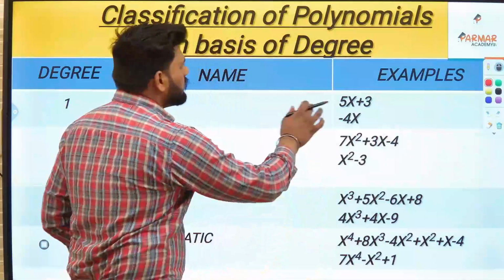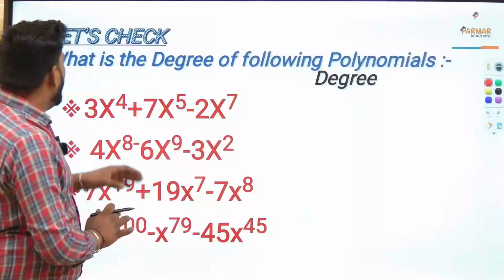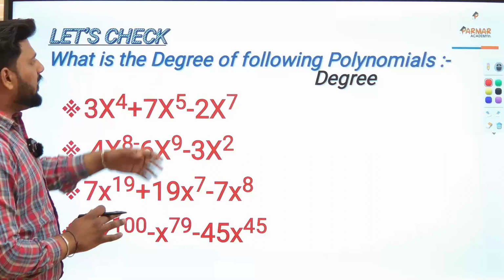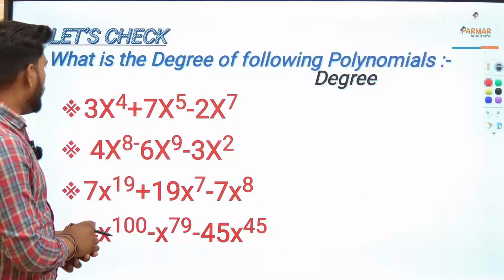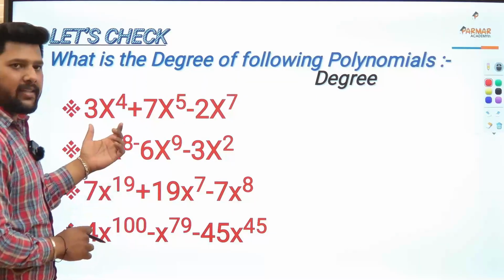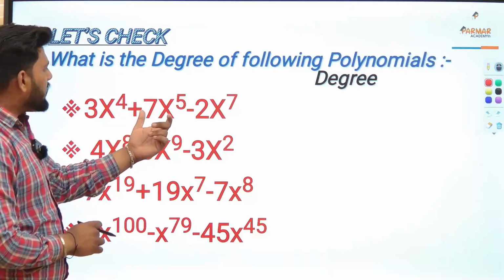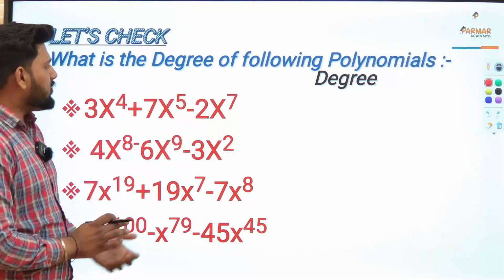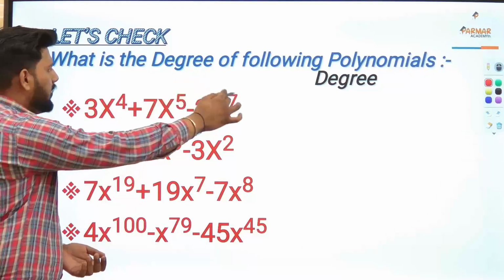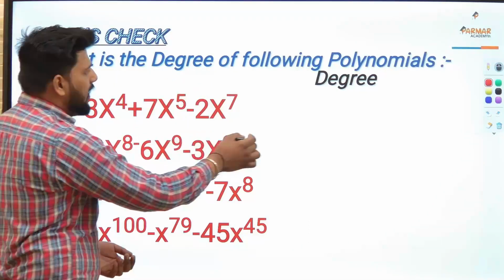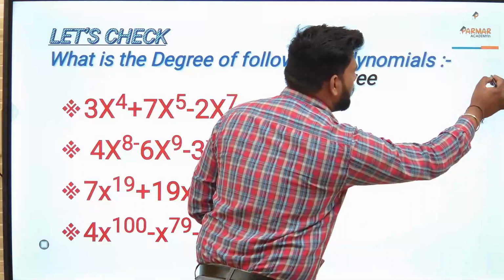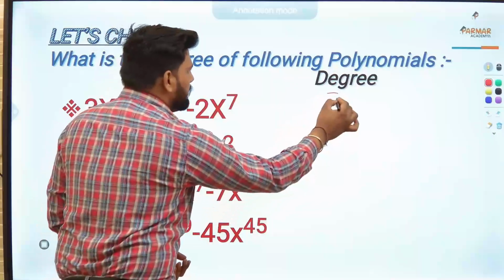The next, here we will find out the degree of the following polynomials. So let's start. First polynomial, 3x raised to power 4 plus 7x raised to power 5 minus 2x raised to power 7. Here in this polynomial the highest power is 7, so clearly the degree of this polynomial is 7.